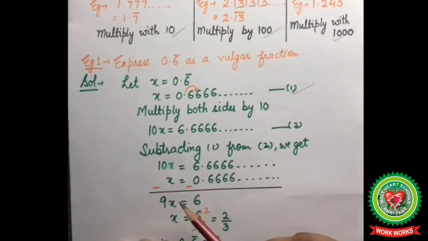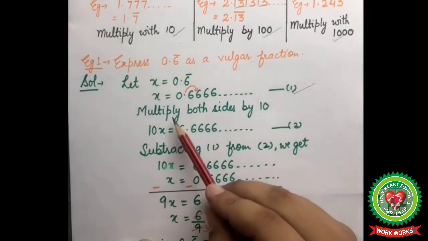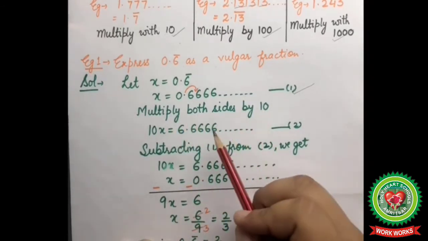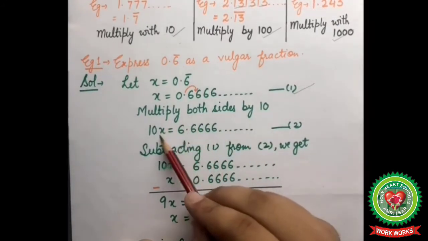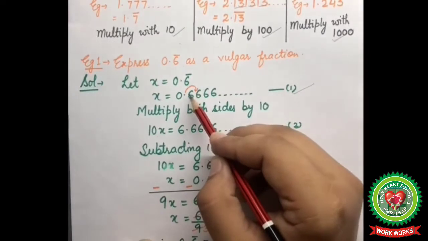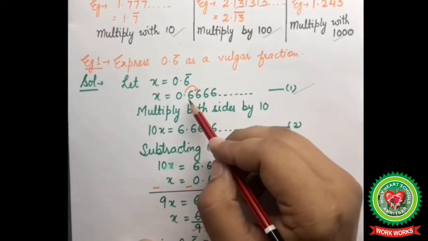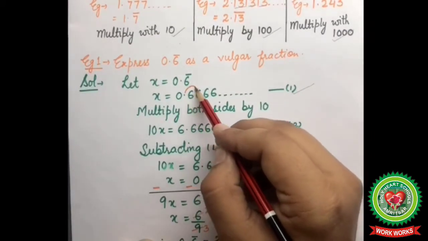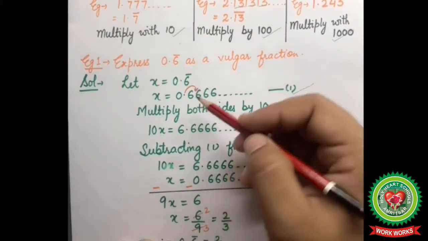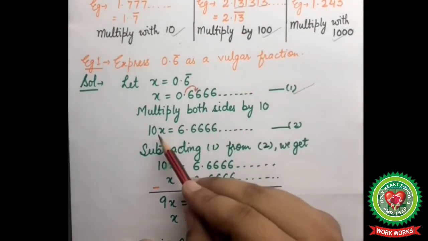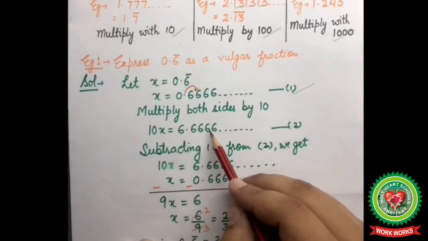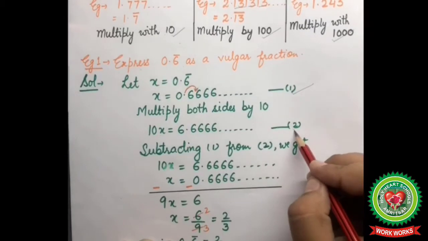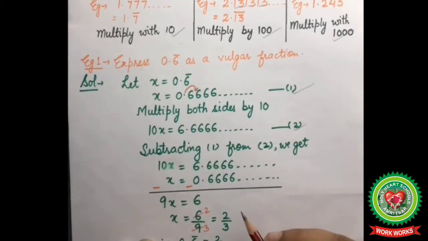As we have already discussed, in case only one digit is being repeated, we are going to multiply both sides by 10. So on multiplying both sides by 10, we get 10x is equal to, now for this right side when we multiply it with 10, the decimal will shift one place to the right. So it will come as 10x is equal to 6.6666 and so on, and we are going to mark this as equation number 2.